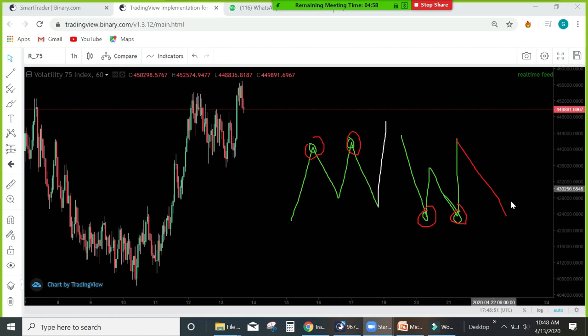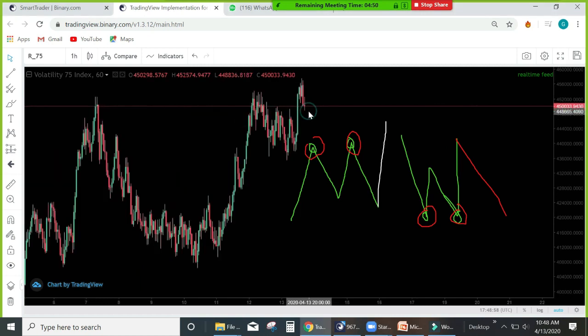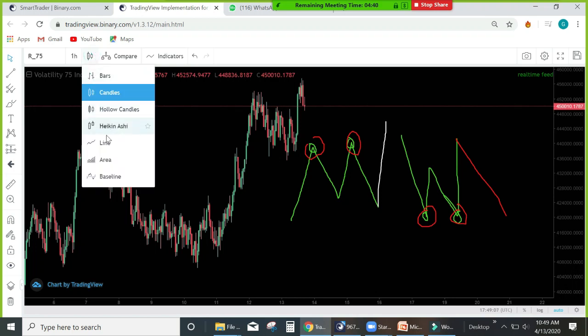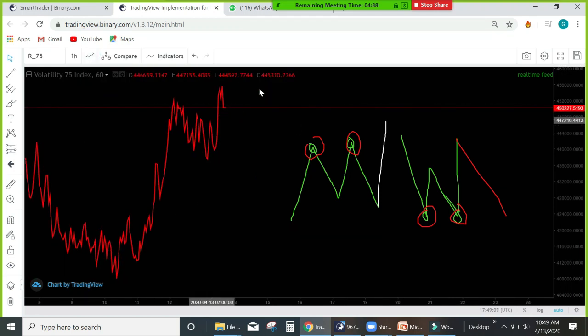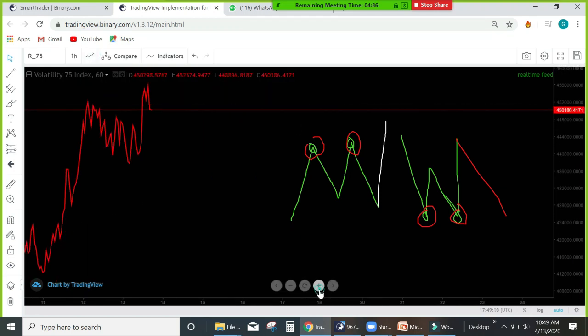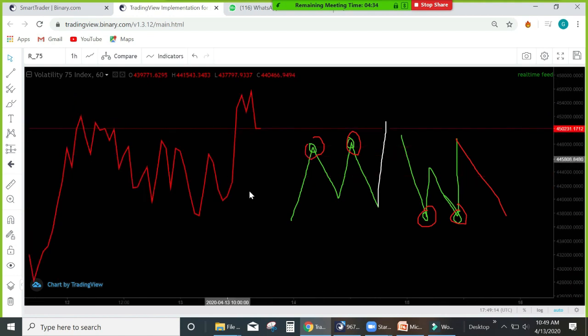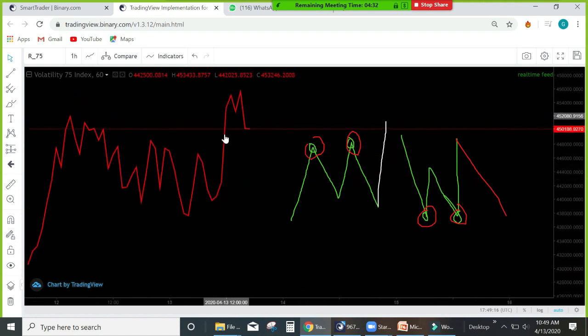But almost all the volatilities always have this shape or this pattern. Like you see here, I already told you, the market is now a W pattern, and then it will go up. Okay, let me show you here as a line.